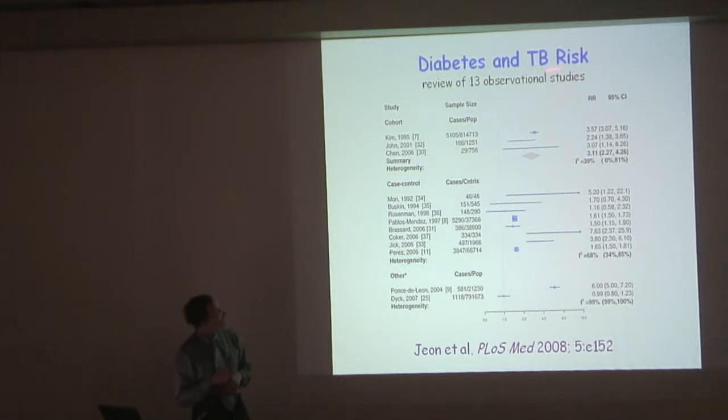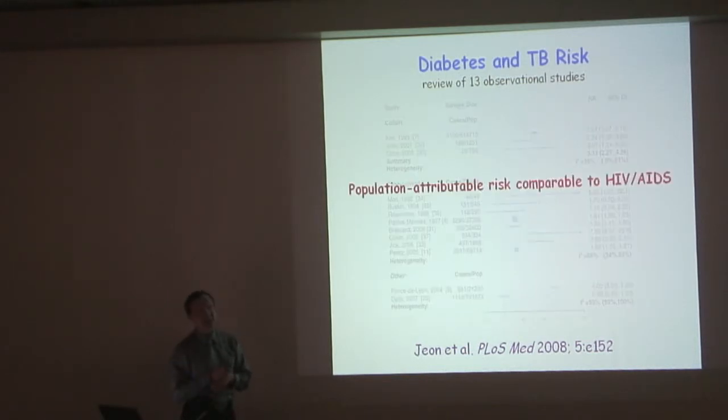This is a review, a meta-analysis of papers looking at the impact of diabetes on the relative risk of tuberculosis. It's a very busy slide, but the bottom line is that in the best studies, the cohort studies, it looks as though having diabetes increases the risk of active TB disease by at least 3-fold, a relative risk of 3. That is not an enormous increase in risk, but there are many people with diabetes.